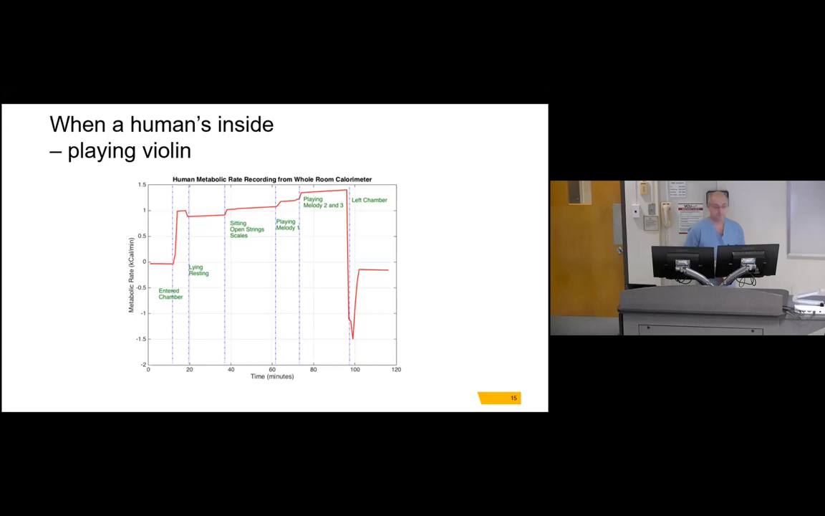Thanks. So now let me show you some of the figures, how the data look when a human is inside. The first figure is from a violinist playing violin inside the chamber. The task went from very easy to difficult, so the violinist was using more and more energy. Despite the very subtle change in movement, the chamber was able to detect all these subtle differences in energy expenditure. You can see that when the violinist is sitting down and doing some open strings, the energy expenditure is about 1.2 kilocalories per minute. And once she advances to the most difficult task, the energy expenditure increased to 1.4. So that's about a 0.2 increase in the energy expenditure. The chamber was precise enough to detect that change.